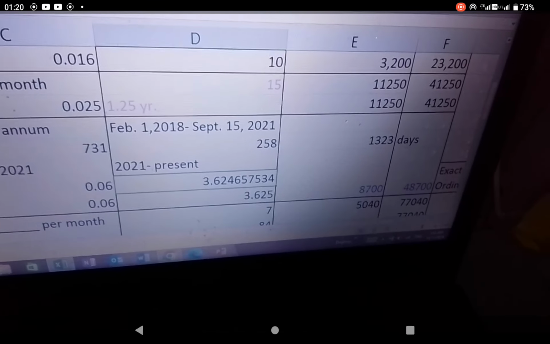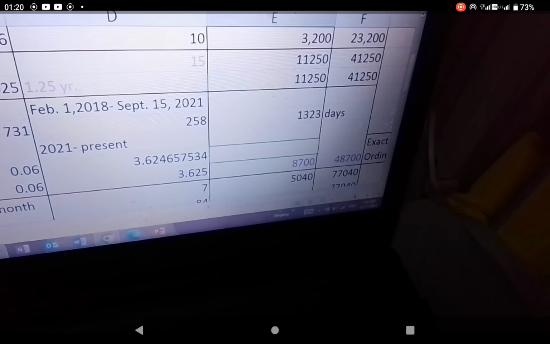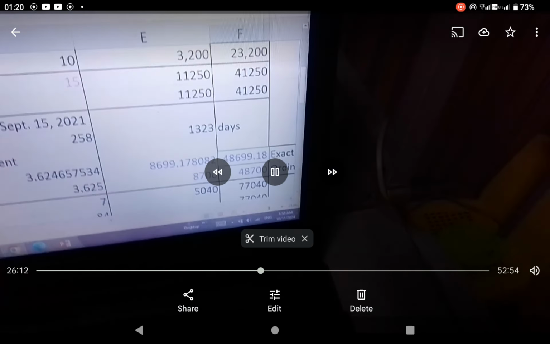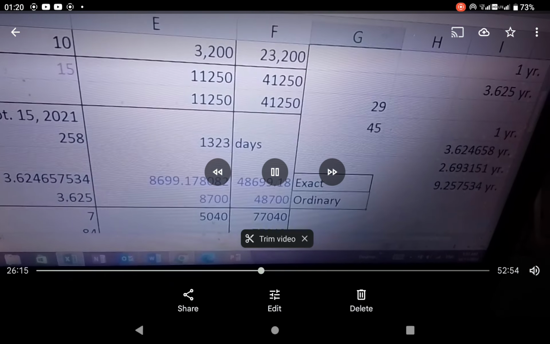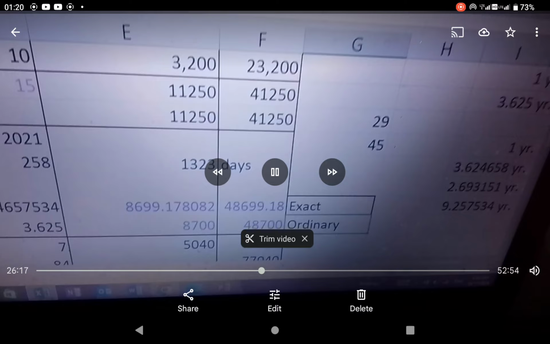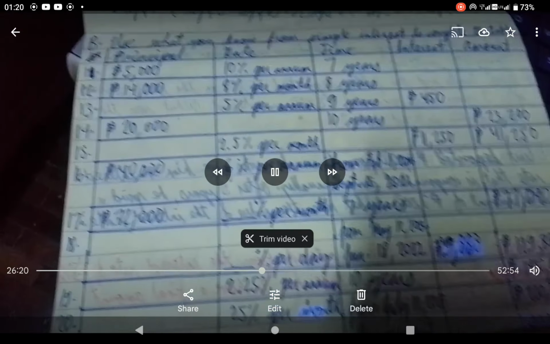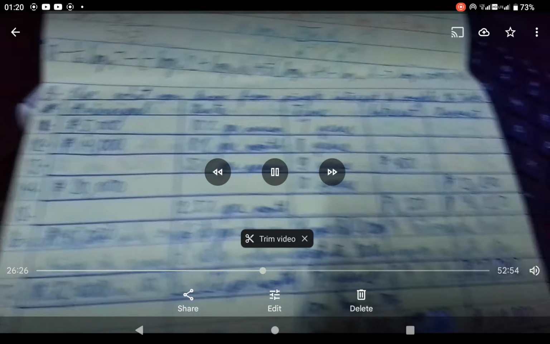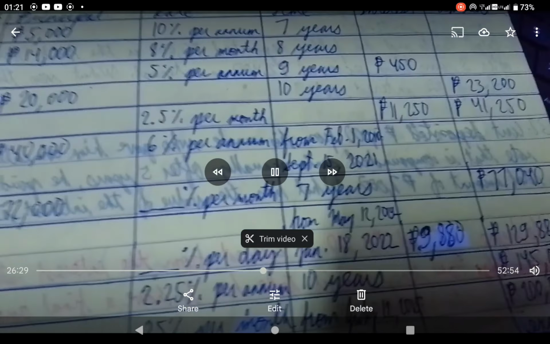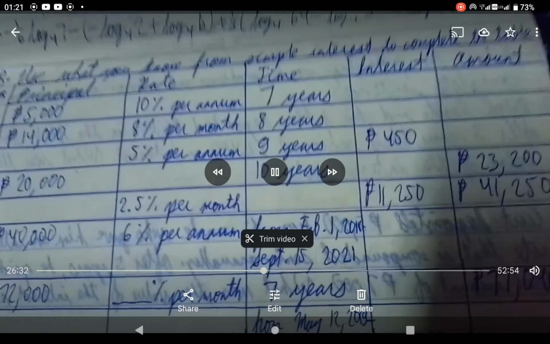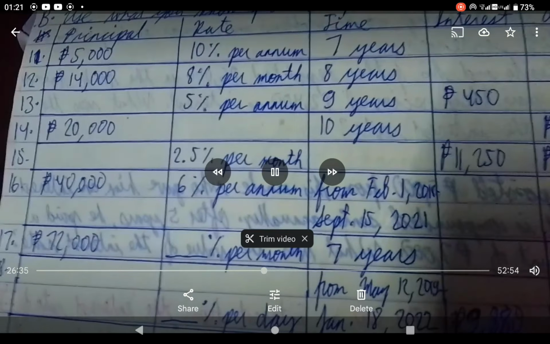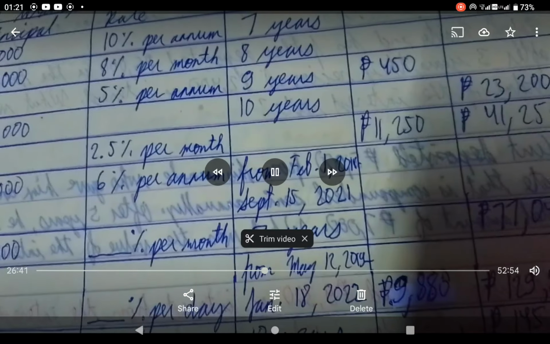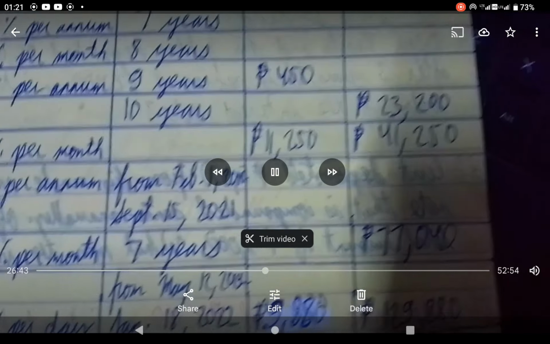You're going to convert that into years, because the time unit is not the same. So, what we did was divide by 365. How did I do that? This is what I did. I have 1,323 days divided by 365. And what answer should we get? We should get this answer of 3.624, which is almost the same as 3.625 if it were rounded off. Now, we apply the same product, we multiply everything together, and we should get these two answers. So, can you notice the difference between the exact and the ordinary? They are almost the same.